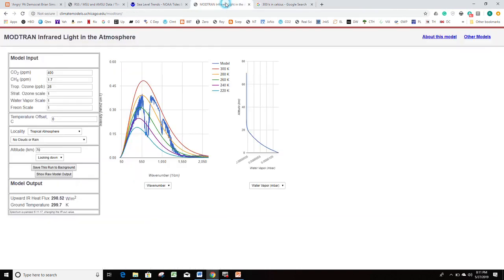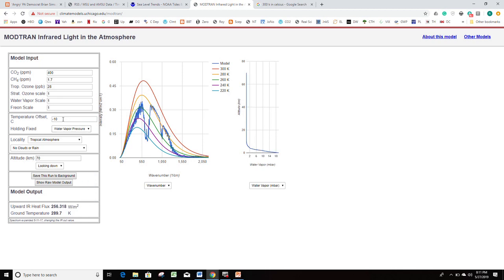So when you're dealing with ModTran, you might want to have a temperature offset of -10. That's more like room temperature, just a bit below it. Now here's water vapor pressure or relative humidity. Right now it's using millibars, so that's pressure. Now you have to choose your location. Let's just use tropical atmosphere. Okay, no rain or clouds. And this is the altitude. Now this is 70 kilometers looking down.